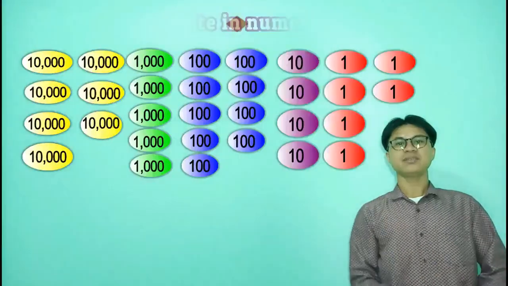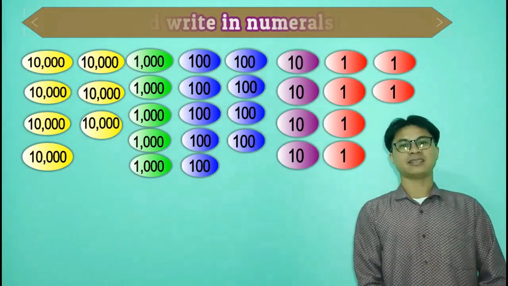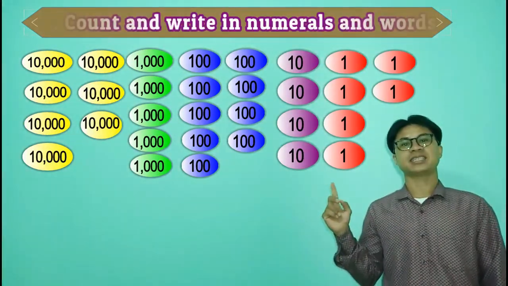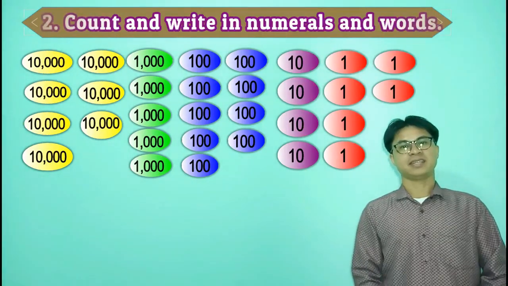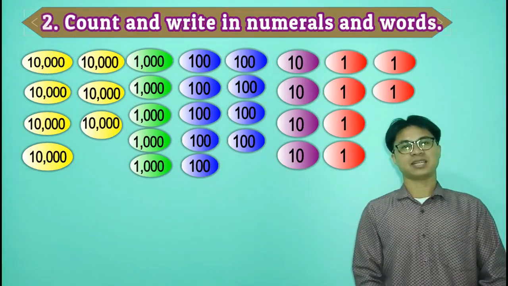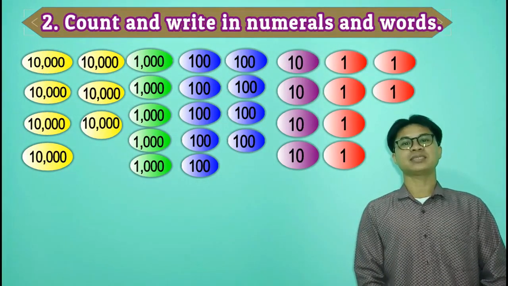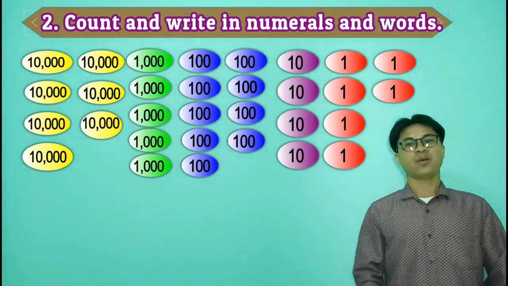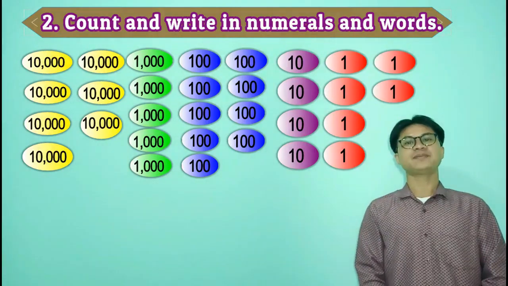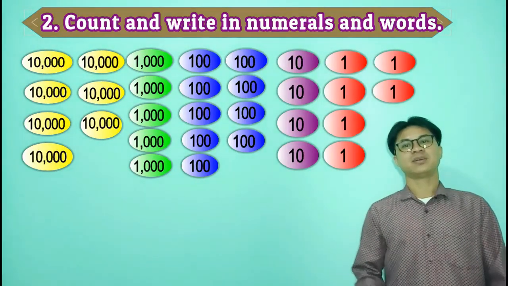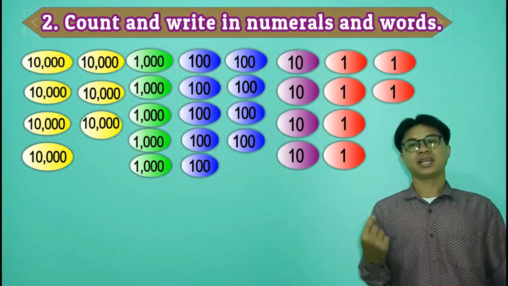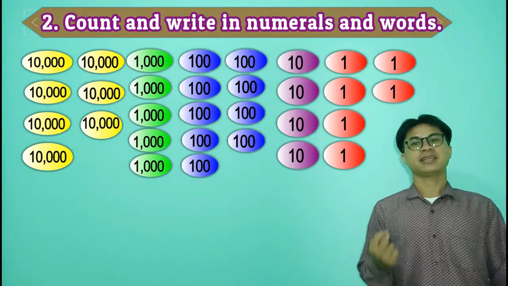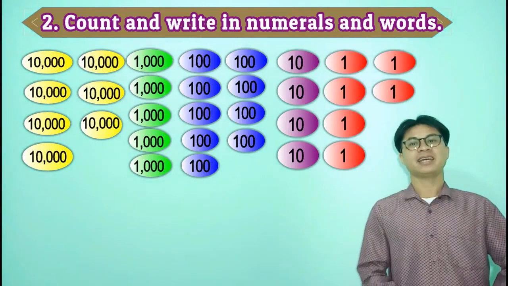47,582. Okay, number 2, how many 10,000s here? 1, 2, 3, 4, 5, 6, 7. There are 7 10,000s. How many 1,000s here? 1, 2, 3, 4, 5. So there are 5. How many hundreds? 1, 2, 3, 4, 5, 6, 7, 8, 9. So there are 9 hundreds.